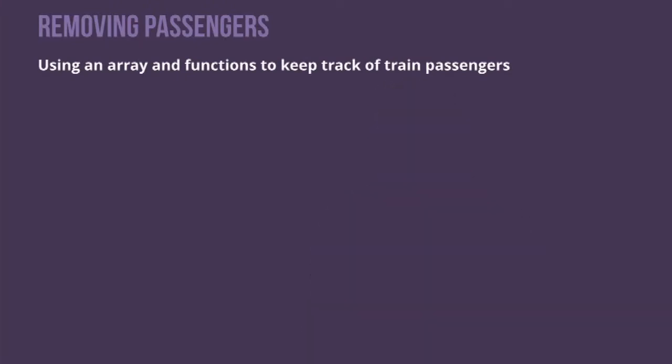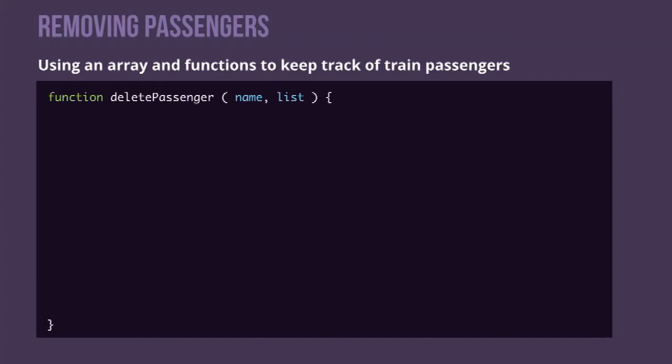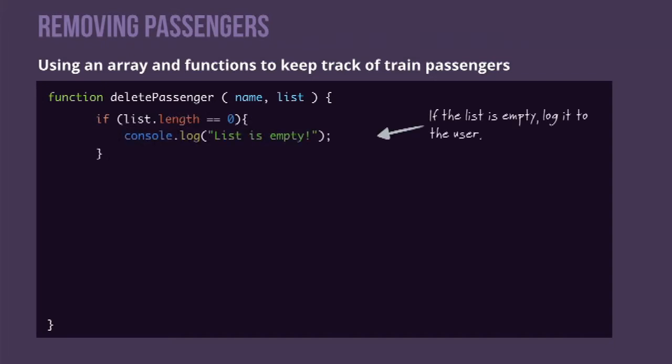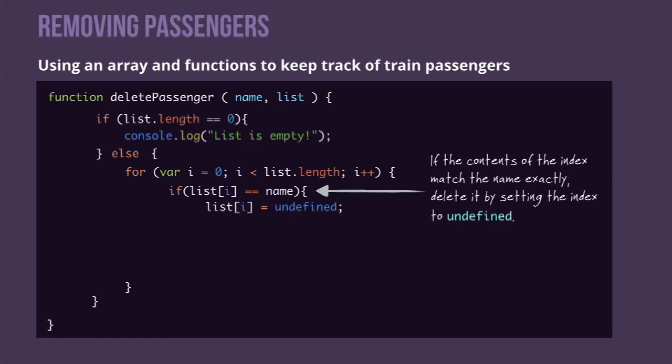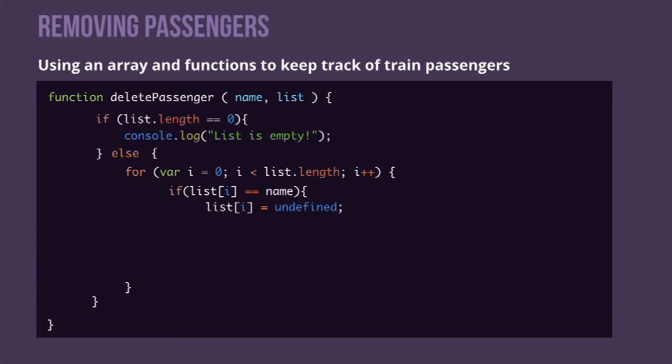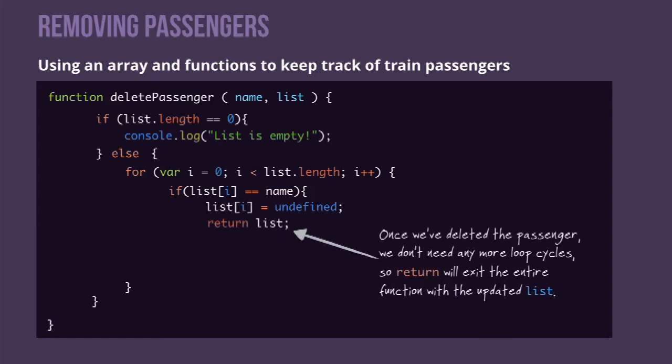Here we go. So we got our delete passenger function. It's also going to take in a name and also the list. You can see that we'll check if the list length is 0. That means there's no passengers in this list, so how could we possibly delete anybody from it? And all we need to log out is that the list is empty. Otherwise, we'll start our loop that checks the entire contents of the array. Inside the loop, if the cell that we're currently checking is the name that we're looking for, we'll go ahead and set that cell to be empty, having removed the passenger. Then we can return the list because we don't need to look for that passenger anymore.